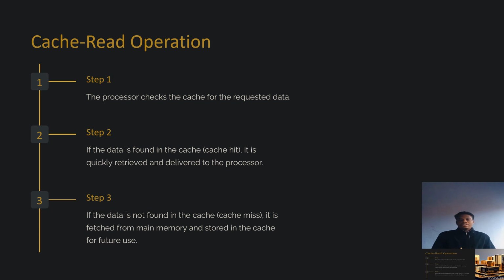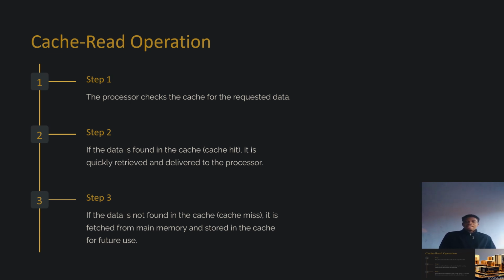The cache checks if the data is already stored in its memory. If the data is found in the cache, this is known as a cache hit. The cache can quickly provide the data to the CPU without waiting for the slower main memory. However, if the data is not in the cache, this is known as a cache miss. The cache needs to fetch the data from the main memory. This process takes longer because the main memory is slower than the cache. Once the data is retrieved from the main memory, it is stored in the cache for future quick access.